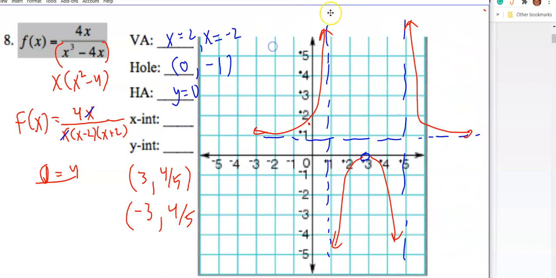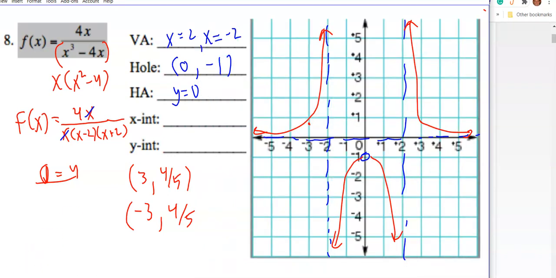And that's it. Just lots and lots of practice. Sorry about that. Lots and lots of practice for graphing rational functions. Hopefully you're getting better at it. I guess I should have said there's no x-intercept here, and the y-intercept is also not there because that's a hole. That's the only reason.